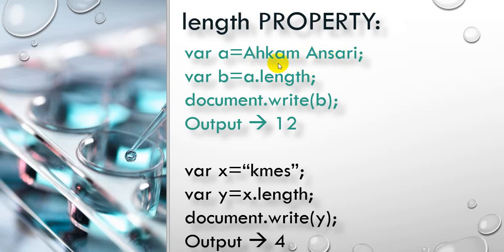So if you count, the number of characters is 5 and 6, it could be 11, but again there is a space between M and A. So space is also counted as a character. One space will count one character, two spaces will count two characters. So the output of this string will be 12, because we have five characters in Ehkam and 6 characters in Ansari, and between the two words we have one space. So this space will be counted and your result will be 12.